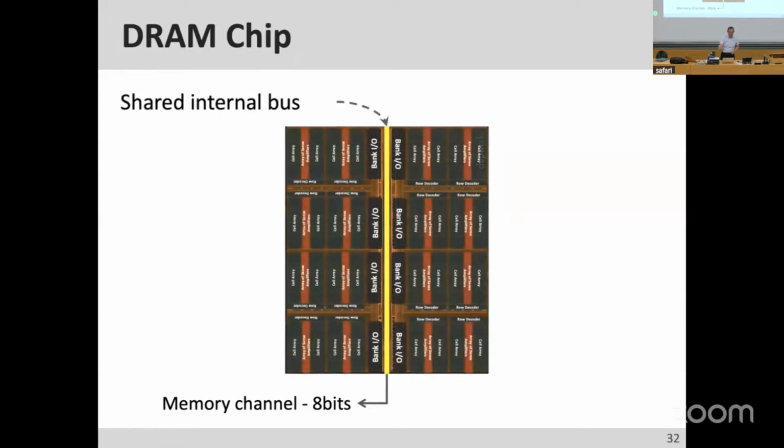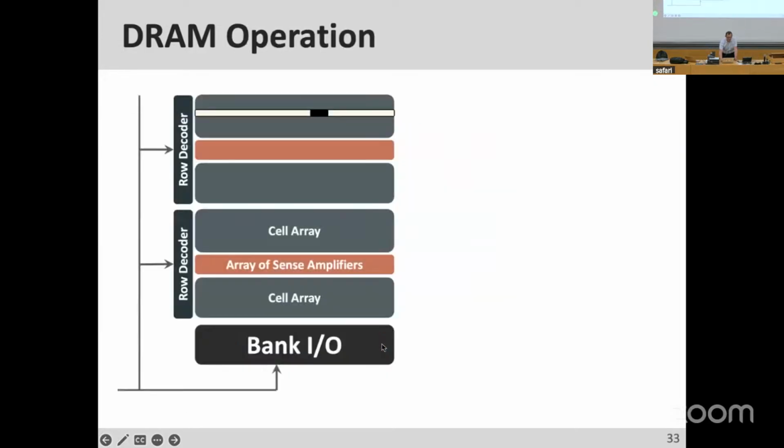There's an internal bus, which is 8 bits, let's say. And each bank is connected to it. And each bank at some point can provide 8 bits, which is a single column, to this internal bus. Okay? Now let's look at the steps again.